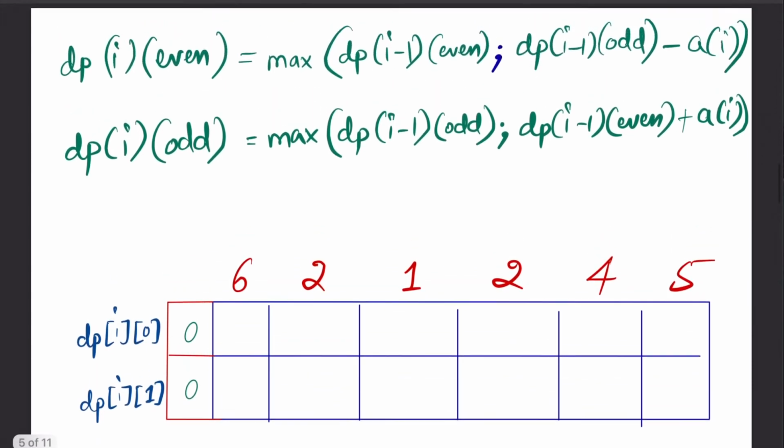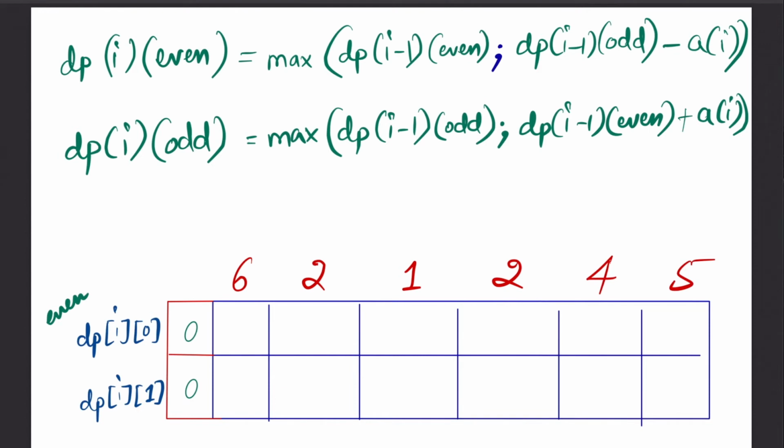So let's fill these DP states one by one based on these values. So I have DP of I even and I have DP of I odd. So let's quickly start. Initially both the values are 0 as I have taken here. I will start with I is equal to 1. So what do we have? I have two choices, either I take the prefix of length even that was before there, that was 0, or I take this odd value and I subtract 6 from here. So what is the maximum value here? It's better to take 0 rather than minus 6.